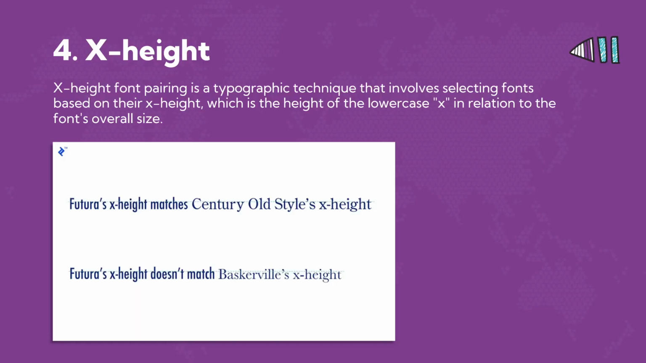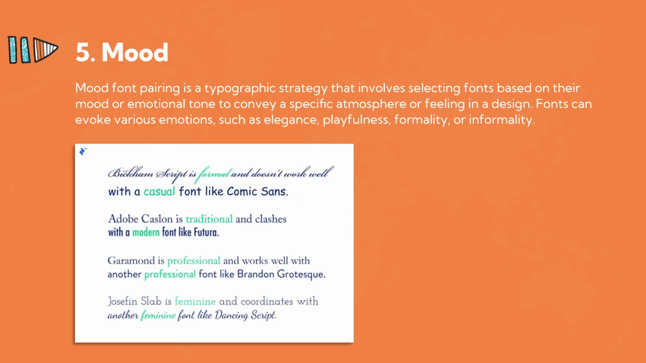You can also pair fonts by using what we call x-height, which is a typographic technique that involves selecting fonts based on their x-height, which is the height of the lowercase x in relation to the font's overall size. As you can see, Futura's x-height matches the Century Old Style's x-height. Futura's x-height doesn't match the other font's x-height.